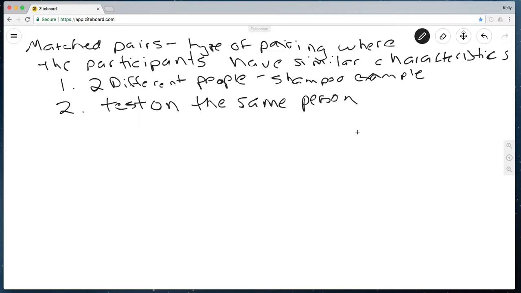You can probably see that there are benefits and drawbacks with both of these. But obviously, if you can test on the same person, that's going to be the best because, with bugs, maybe it's a certain blood type, maybe it's what I ate that day or whatever. But if I'm testing on myself, it controls a lot of that variation.